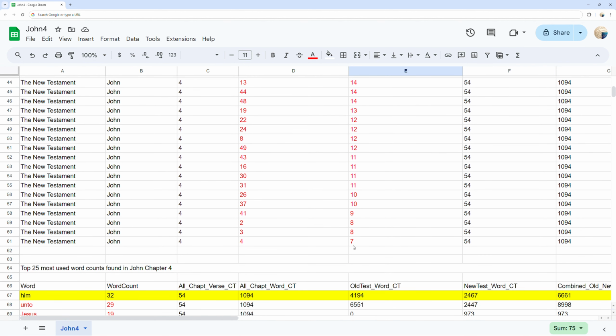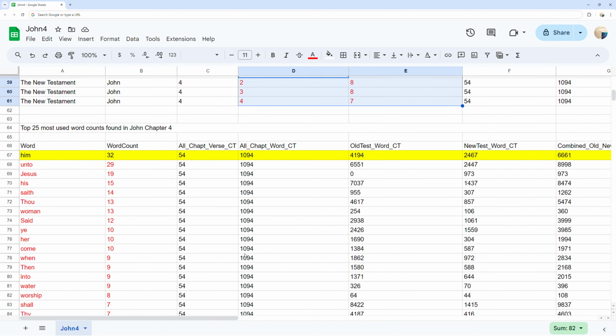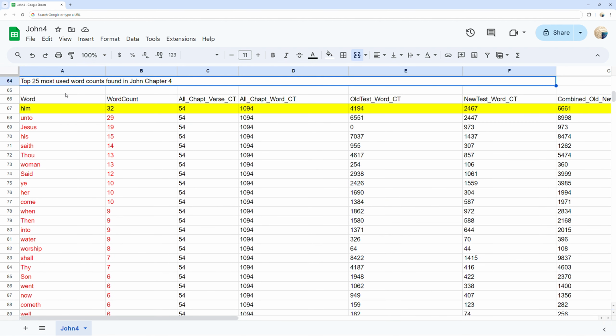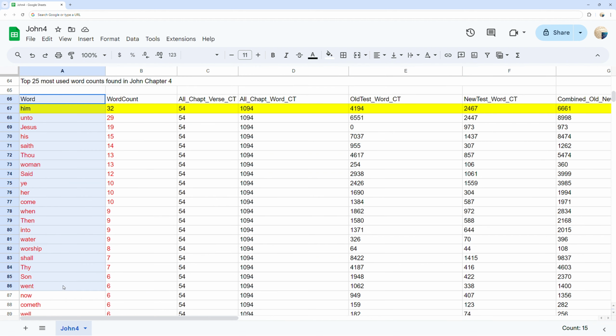Top 25 most used word counts found in John chapter 4. You can see the most frequent words in John chapter 4 and the word count for each ordered by word count. As well, you can compare that to the total times those words are used in the whole of each Old Testament, New Testament, and both Old and New Testament combined.